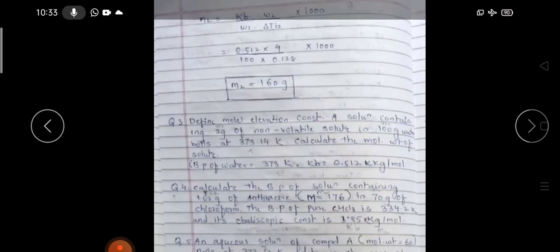Okay, just remember this thing: delta TB is equal to Kb into m. Then here M2 will be 160 gram. After substituting all these values, you will get the answer, 160 gram. I have given a number of numericals to solve on this particular topic.